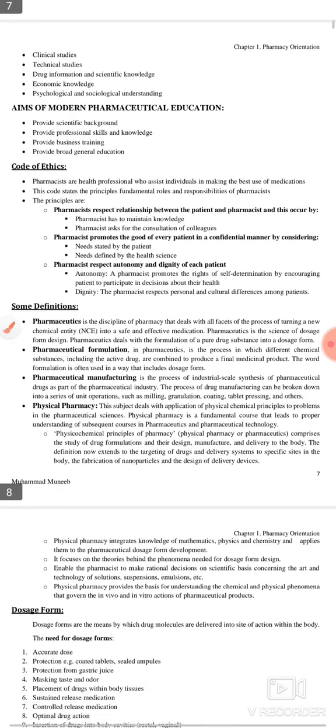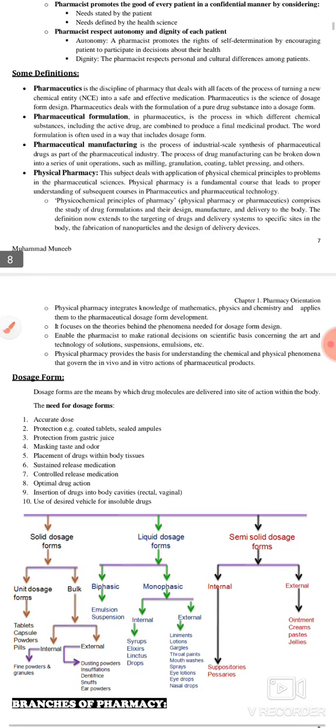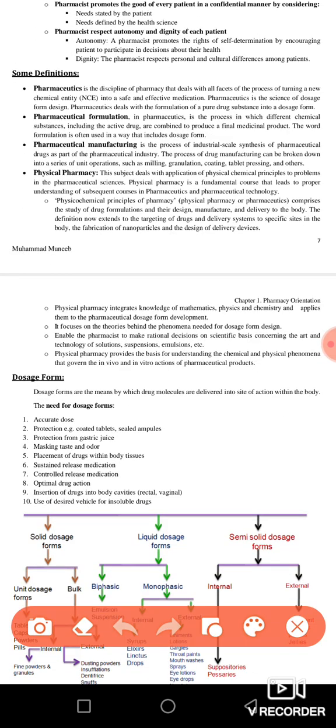Now here are some definitions of pharmaceutical terms. For example, pharmaceutics. It is a discipline of pharmacy in which you deal with the process of turning a new chemical entity into a medicine. It is the science of dosage form design. So now you are preparing the dosage form. You are preparing the medicine.